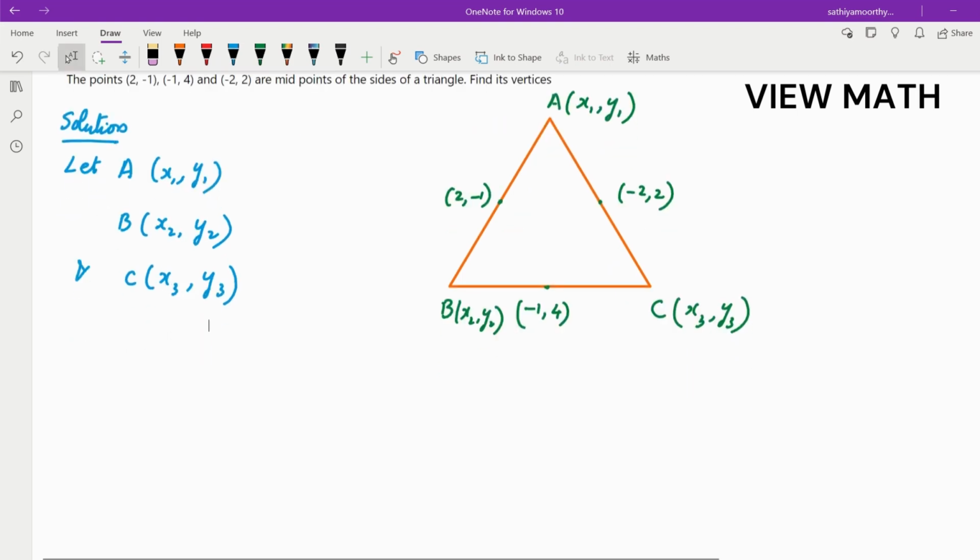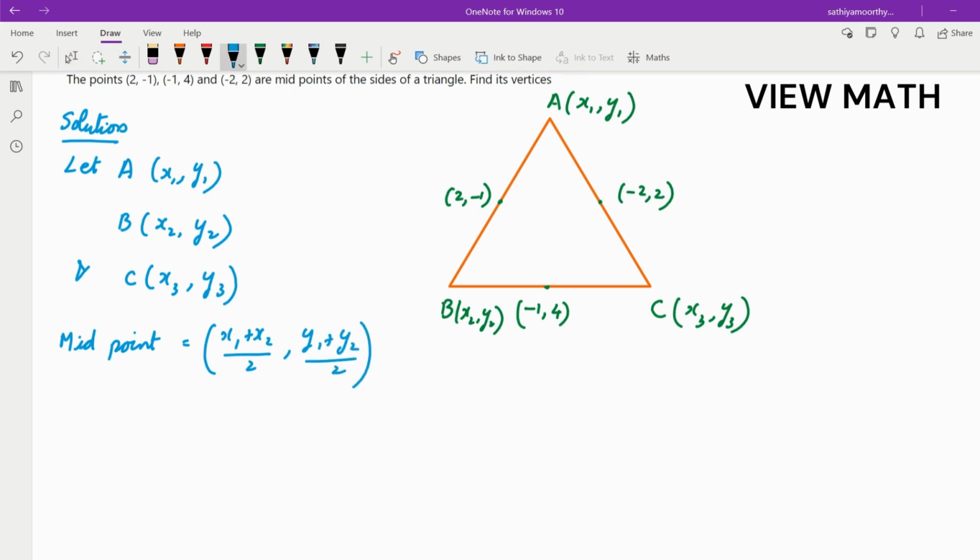So now I'm going to use a midpoint formula. First let me write the midpoint formula. Midpoint is equal to ((x1 + x2)/2, (y1 + y2)/2). So this is the midpoint formula. Now I'm going to take the side AB. I'm going to use the midpoint formula, and (2, -1) is the midpoint.